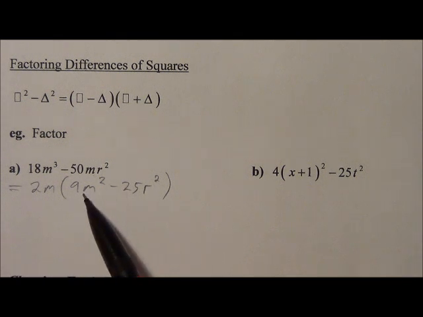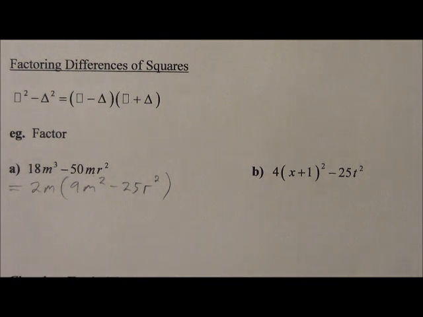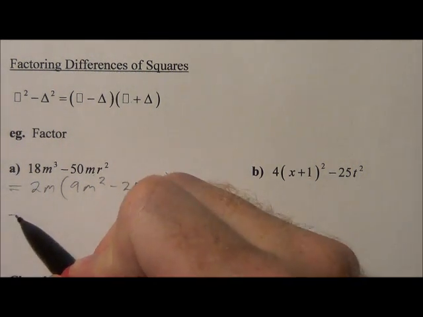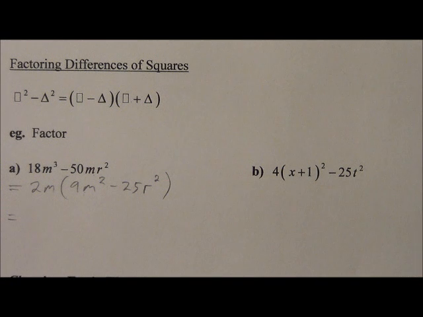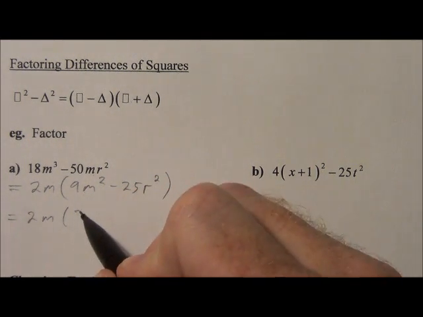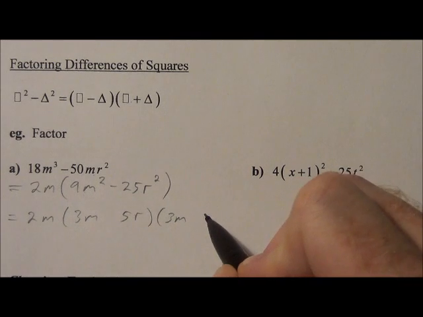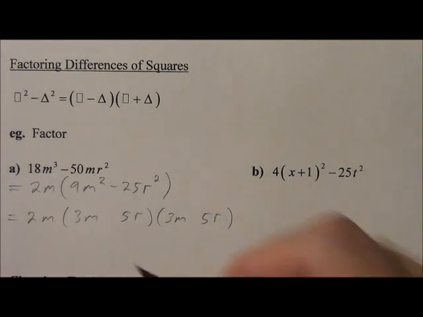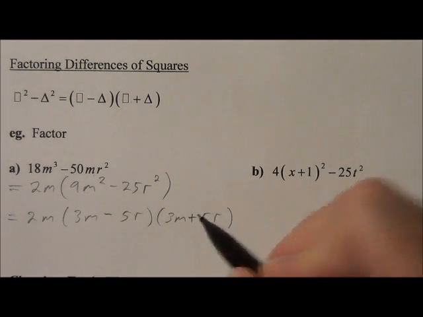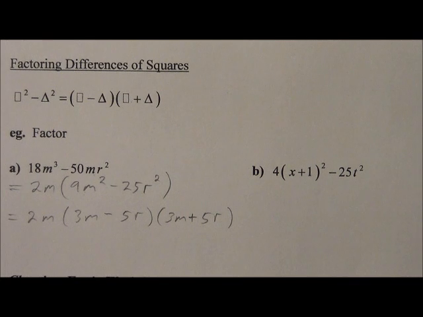So now we just take the square root of both of those terms, put them in each set of brackets, one with subtraction and one with addition. So go ahead and do that, please. And that leaves you with 3m and 5r, 3m and 5r. One has a minus and one has a plus. And it does not matter, you could put the plus there and the minus there. For some reason I always just put the minus first.